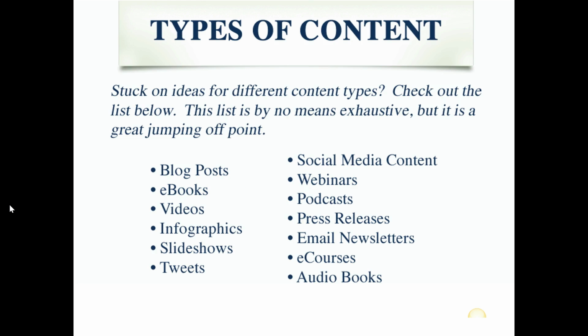So let's talk about the types of content and the ways that we might repurpose it. So we have blog posts, and this list is by no means exhaustive or all-inclusive, but it's a jumping off point. So anytime you have a jumping off point, that means that you can come up with other ideas from this point. But you could take that blog post and you could create an ebook from that. You could also take a blog post and create a video. You could take your information and put it onto an infographic or a slideshow. You can tweet about it. You can use it as social media content. So I could use types of content right here, this slide, as my social media content.